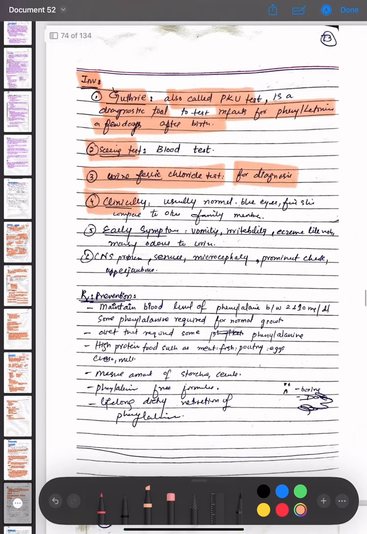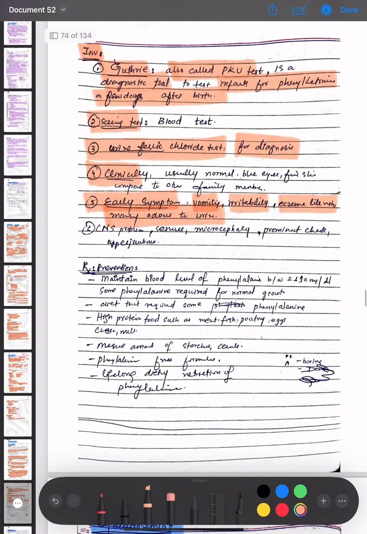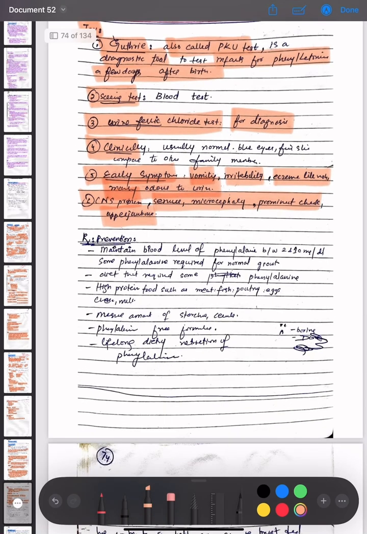How can you suspect a case of phenylketonuria when a baby is born and his skin is fair and eyes are blue compared to other family members? So this is phenylketonuria. The early symptoms are vomiting, irritability, eczema-like rash, and a mousy odor to the urine. CNS problems may be present: seizures, microcephaly, and prominent cheek and upper jaw bone. These are the CNS problems in phenylketonuria.